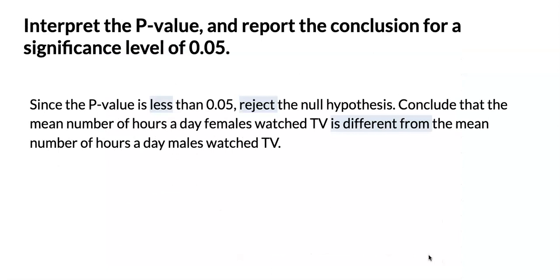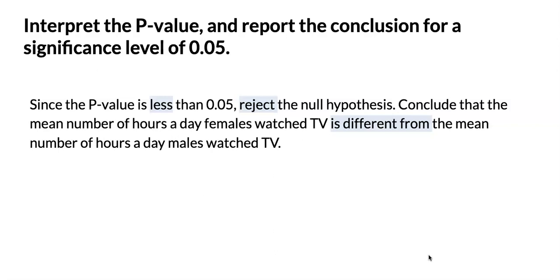What does that mean? Since the p-value is less than our common alpha level of 0.05, we're going to reject the null hypothesis. Conclude that the mean number of hours a day females watch TV is different from the mean number of hours a day, not hours per day, males watch TV. Now, what I want is this. This significance test, the only thing that it gave us is this: they're different. But now, you know what I'm wondering? If they're different, how different are they? Do females watch more or males watch more?